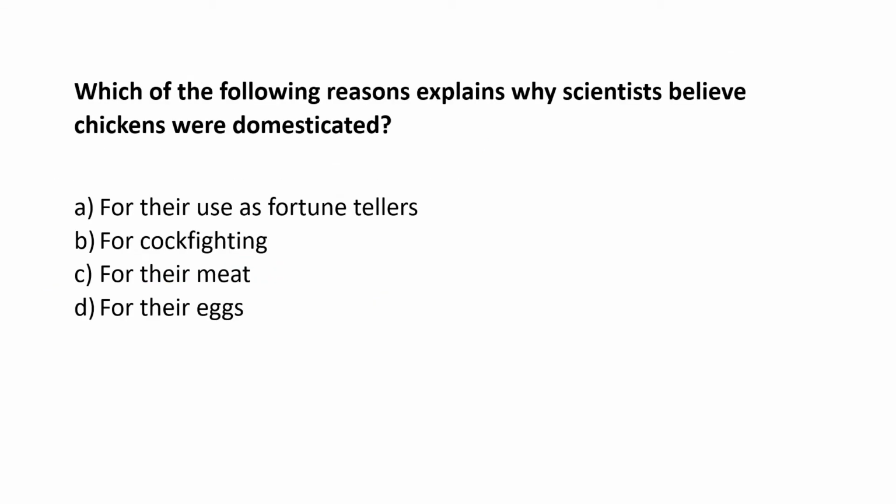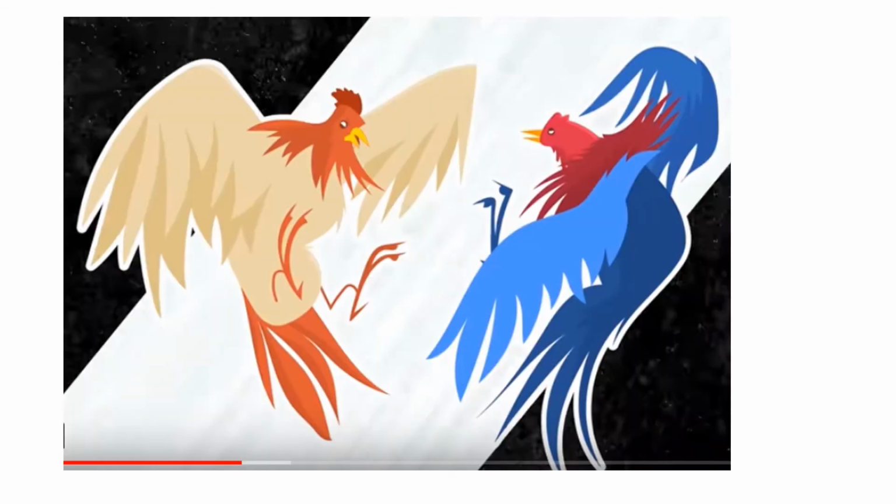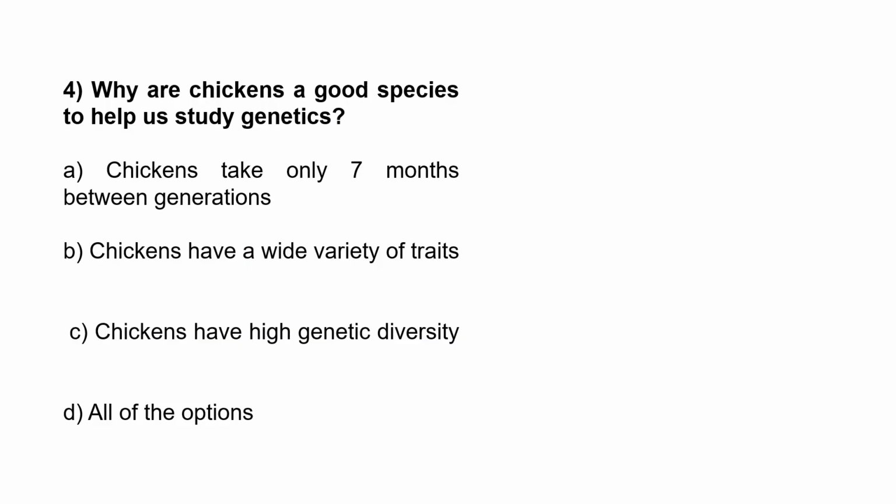Okay, now this question: which of the following reasons explain why scientists believe that chickens were domesticated? So they give you all these options, and they talk in the video that they were used for fighting. And you can see the video, this picture where they talk that they were used for fighting. So it's fascinating. In the beginning, they were not used to collect the eggs or for meat or for the leather or the feathers. It's just fascinating how this was not the main reason. It was mainly for entertainment, for fighting.